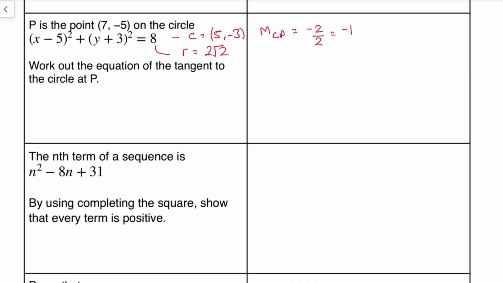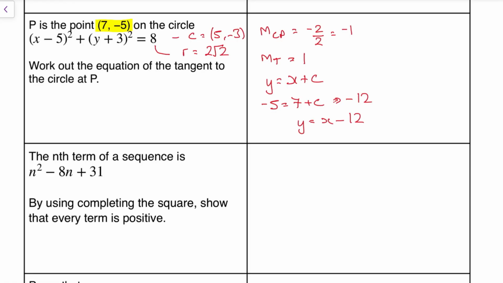So far, so good. However, that's the gradient of the radius, and I want the gradient of the tangent. So the gradient of the tangent is the perpendicular to that. So the negative reciprocal of minus 1 is just 1, which means that my tangent has the equation y equals x plus c. Now, again, I know it goes through point P, so I'm going to put P into my equation. So minus 5 is equal to the x value, 7, plus c, which means that c, well, I want to get from 7 to minus 5, so I'm going to have to take away 12. So therefore c must be minus 12, which means my equation is going to be y equals x minus 12.